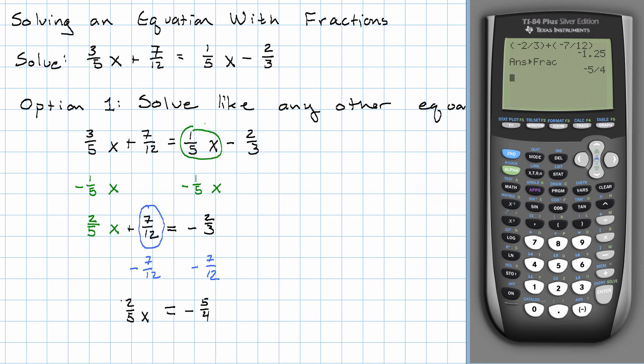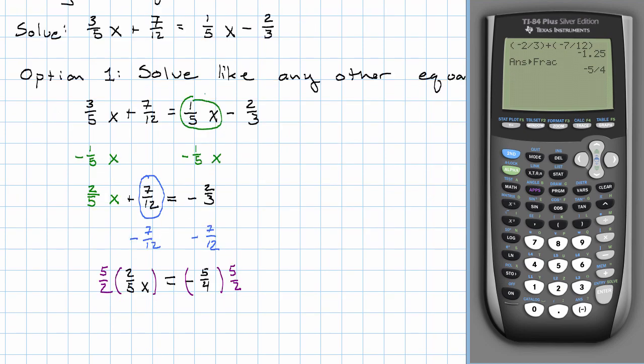And now to get rid of the 2/5, I'll multiply both sides by 5/2. And I'll get on the left just x. On the right, negative 5/4 times 5/2 as a fraction is negative 25/8.